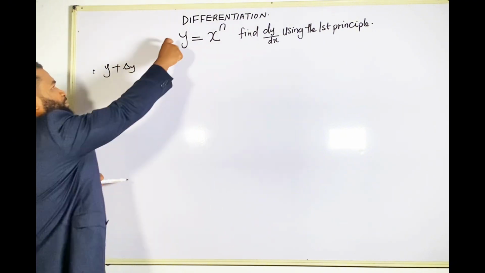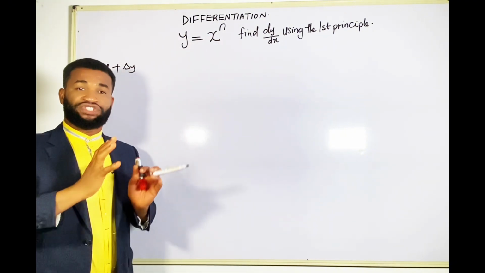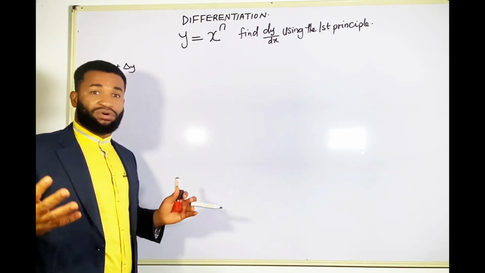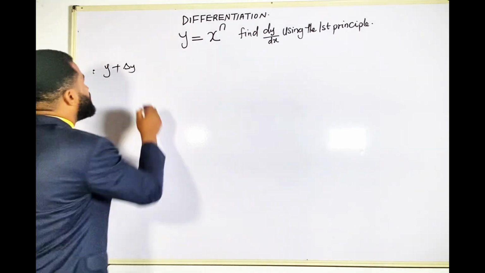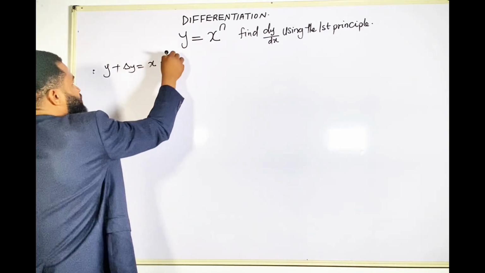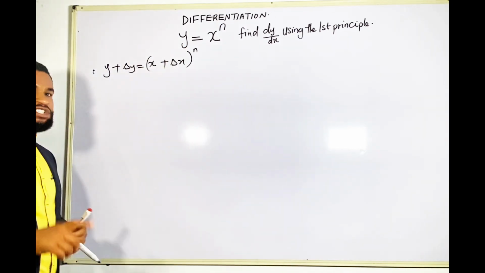All right, I am going to start by saying y plus change in y. Now, we have two quantities, y and x. Whenever a particular quantity changes, it is going to cause a change in the other quantity. Remember what is called this in economics, even in real life. So this is going to be equal to, for x, x plus change in x, all raised to power n. This is where the problem comes.